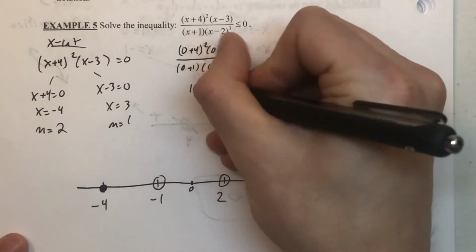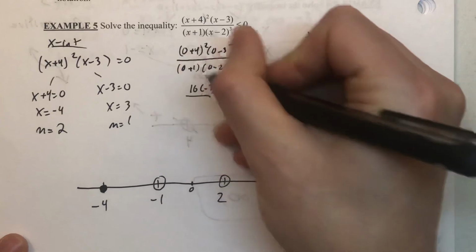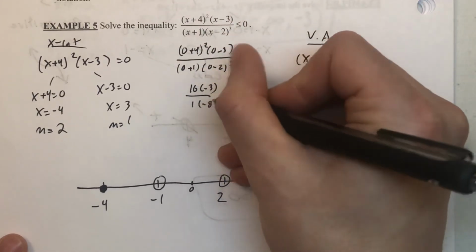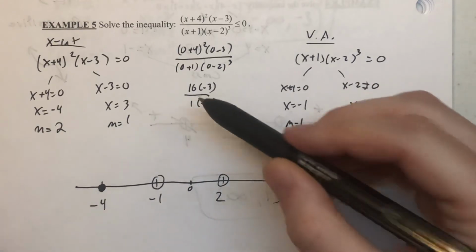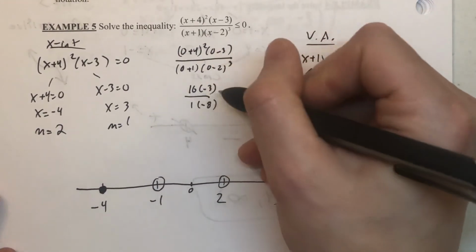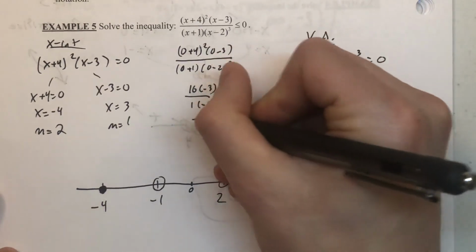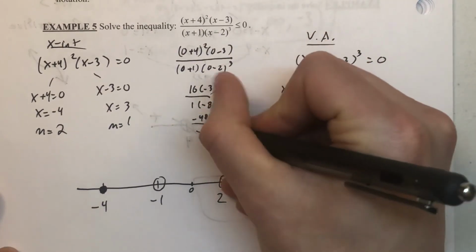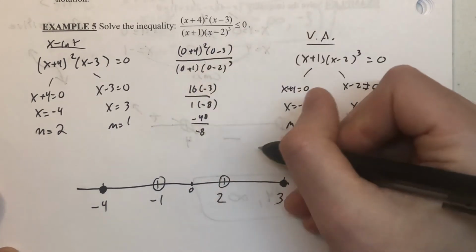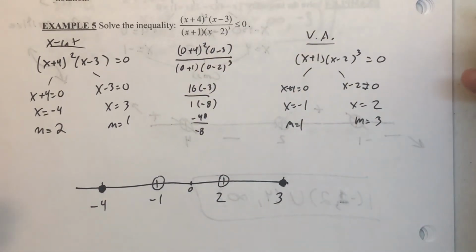That's going to be 16 times -3. That'll be a 1. That's -2 cubed, -8. You actually don't even need to solve this. I'm going to, but you don't really need to. All you need to know is a sign. But we see this is going to be a -48 over a -8. And again, all that matters, negative over negative, is going to be a positive value, right?